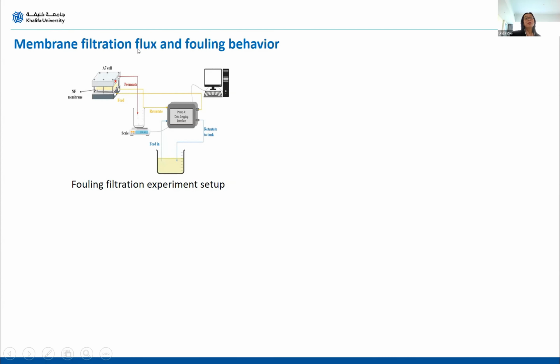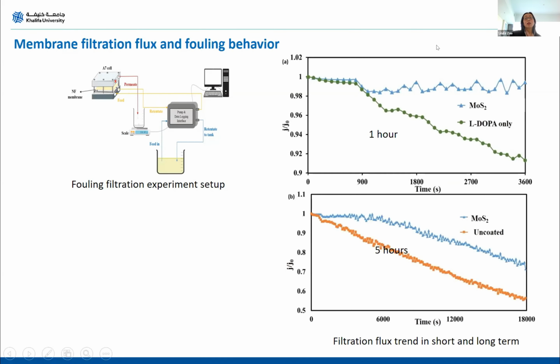Membrane filtration was carried out to evaluate the flux and fouling behavior of the coated membranes and compare with the neat membranes. If we look at the top graph, it shows the filtration of 1 hour. At the end of 1 hour, the coated membrane almost didn't show any significant decline of the relative flux. However, the L-DOPA coated one shows a continuous decline. It held up a little bit at the very beginning, then continuous decline.